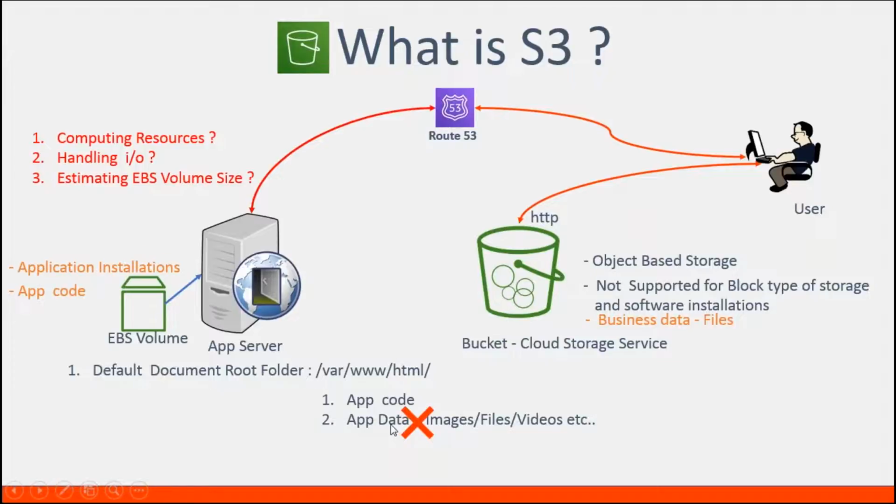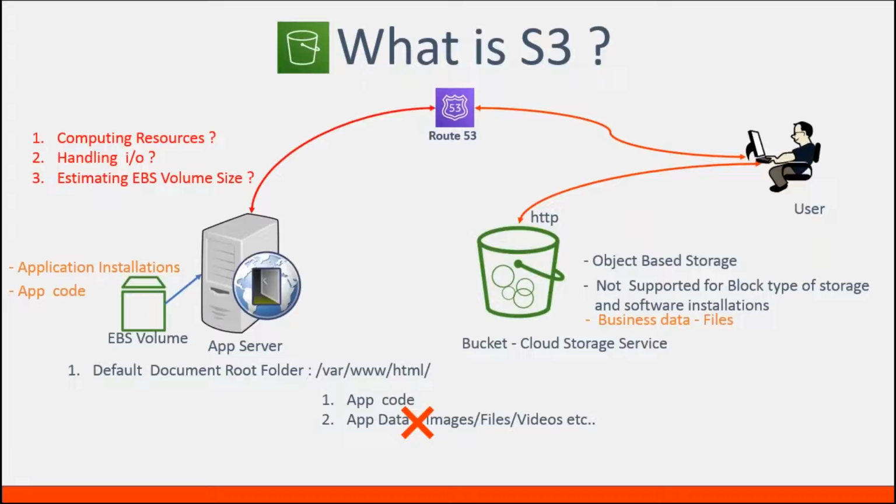So the application specific data, as I said, the images, files and videos will never be in the EC2 server itself. That data will always be in the S3 bucket, guys. Why is S3 more special?